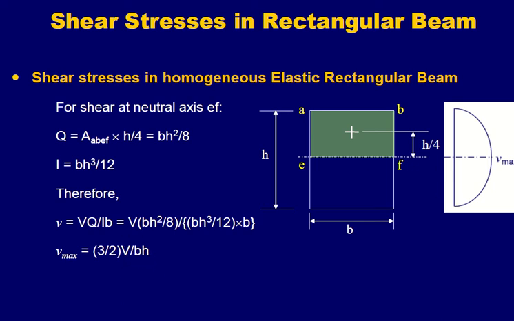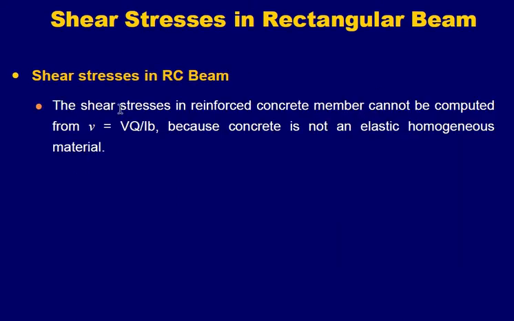Okay, so b is width, and h is height. Your cross-sectional area, shear force divided by cross-sectional area is the shear stress, and 1.5 times your average shear stress is the maximum shear stress. Okay, shear stresses in RC beam.